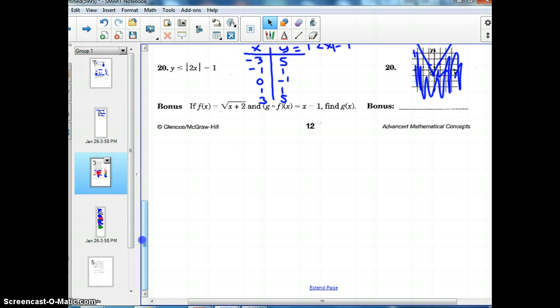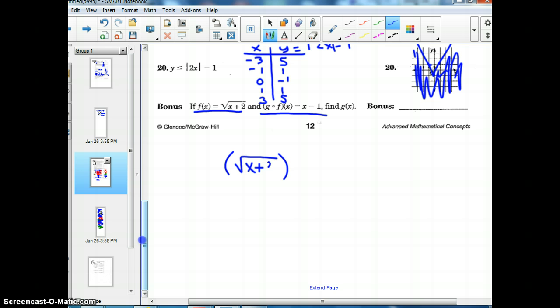Just take a second here to discuss the bonus problem. We have f of x equals the square root of x plus 2, and we know that the composite function, where we put f into g, is going to be x minus 1. We want to actually find g of x. So basically, what did we do to x plus 2, because that's going to be the input, to get x minus 1.